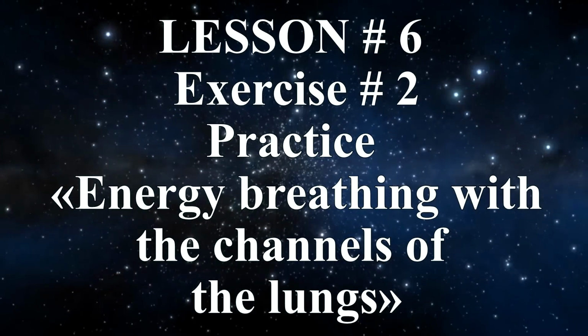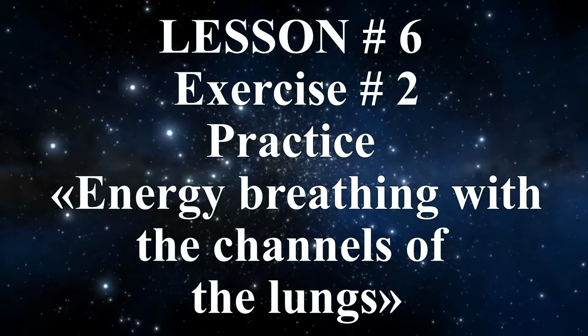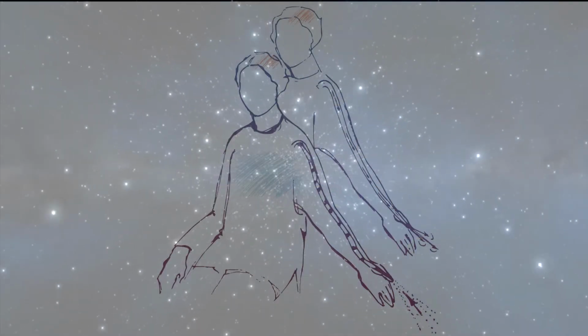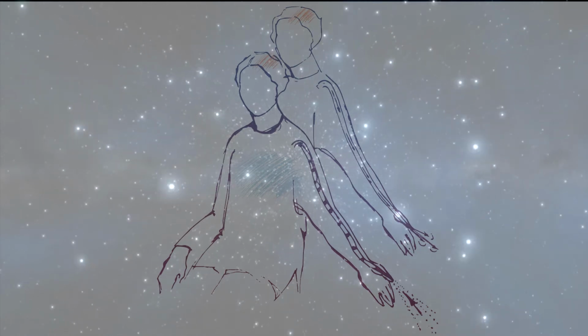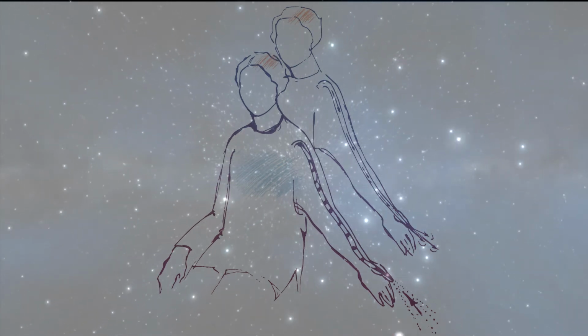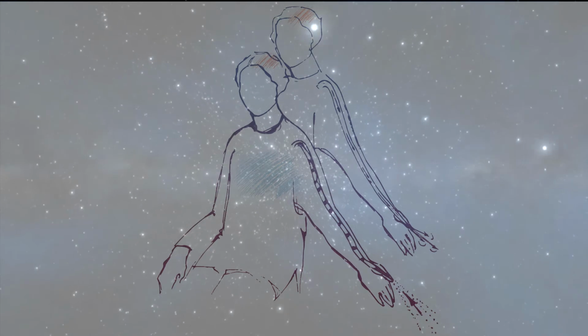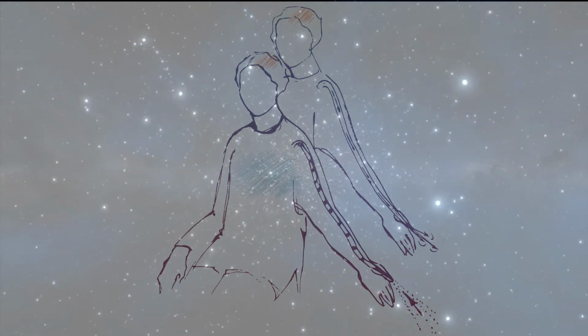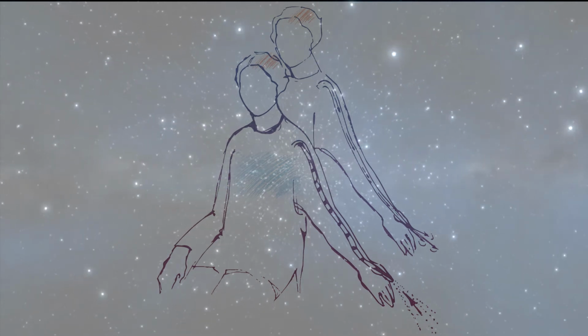Lesson 6, Exercise 2: Practice energy breathing with the channels of the lungs. The energy channels of the lungs start from the tip of the thumb and reach up to the shoulder. We start the practice with the left hand. The main position is sitting or standing, whichever is more convenient. The hand should be placed so as not to overbend the channel.